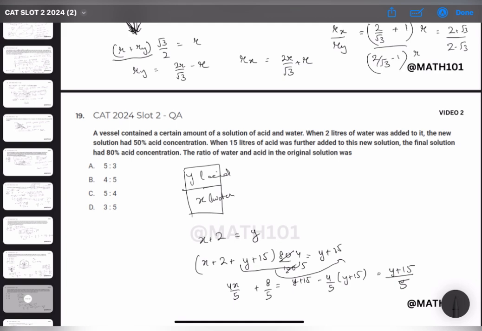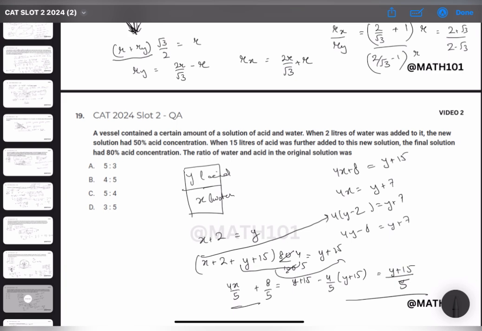So I have 4x plus 8, using this, equals to y plus 15. So 4x equals to y plus 7 and x equals to y minus 2. So 4 times y minus 2, using this, equals to y plus 7. So 4y minus 8 equals to y plus 7. So y equals to 5. X equals to 3. So answer is D. 3:5.